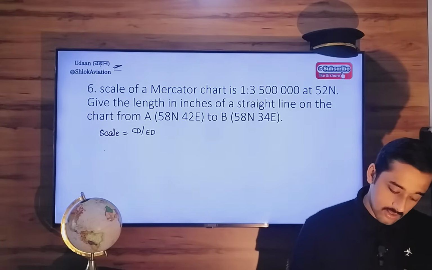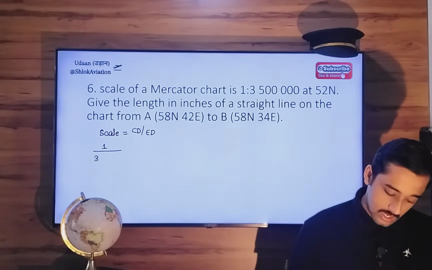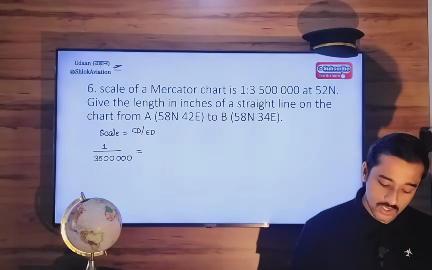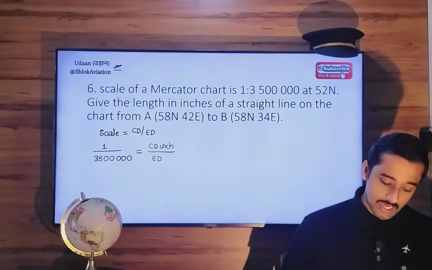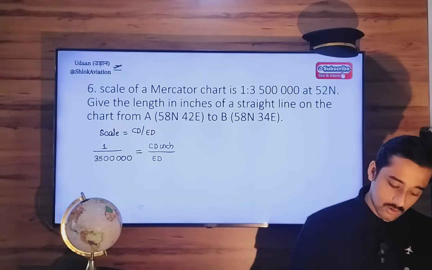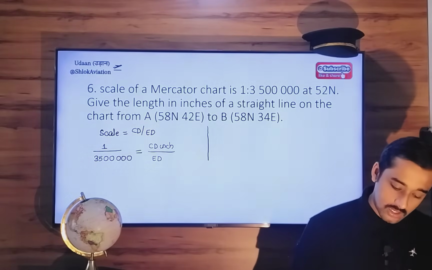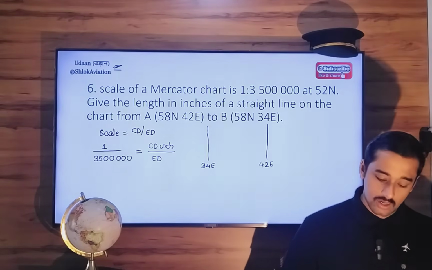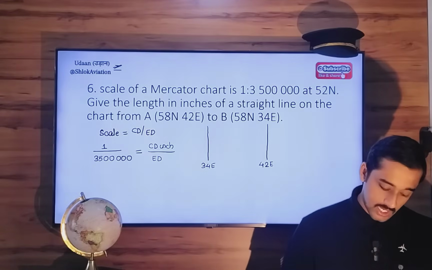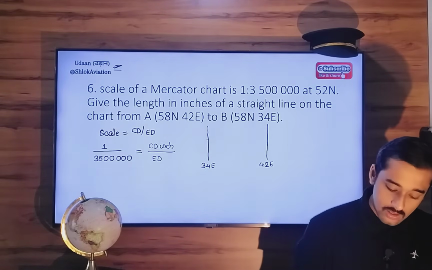Here we know the scale: 1 divided by 3500,123. Chart distance is what we have to find out in terms of inches. Earth distance is not given to us directly, but they have told us that there are two longitudes, 34 east and 42 east. Both positions are at the same latitude.